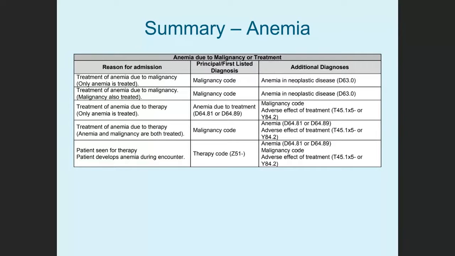Okay, so let's summarize what we've done because this has been a lot of interesting guidelines. So here's a summary. In most cases, this is for anemia. In most cases, the malignancy code is listed first, except when it's patients being seen for treatment of anemia due to chemotherapy, immunotherapy, or radiation therapy. So here you have, in these cases, the malignancy is first. In this case, the malignancy is first. This is due to treatment. This is due to treatment. So another code is listed first.